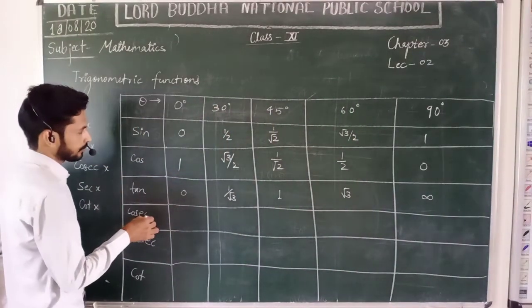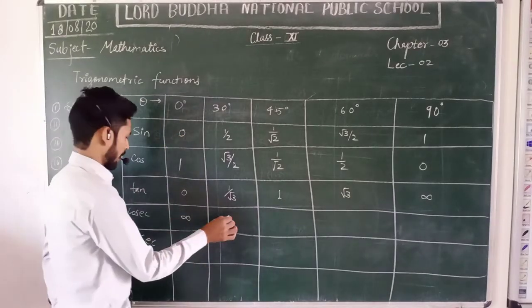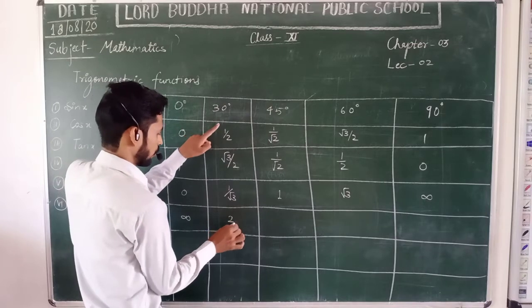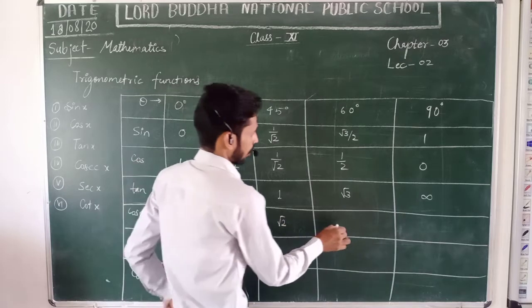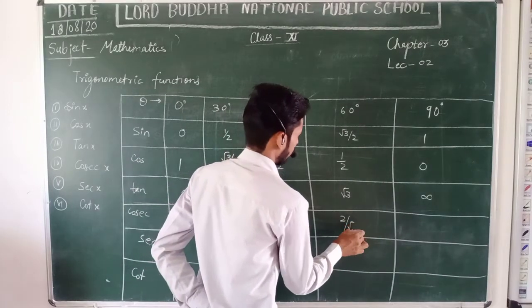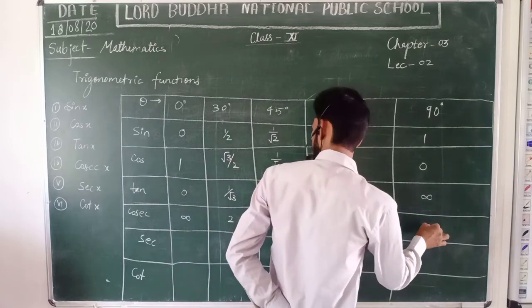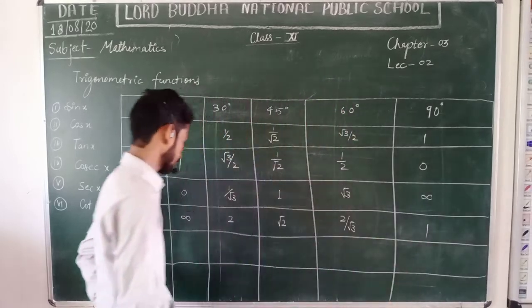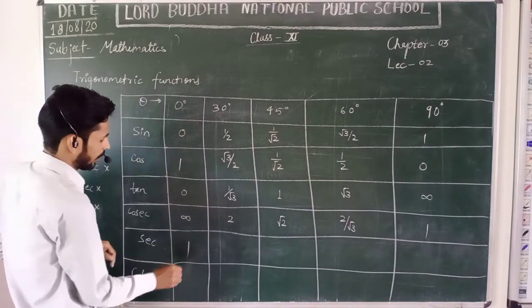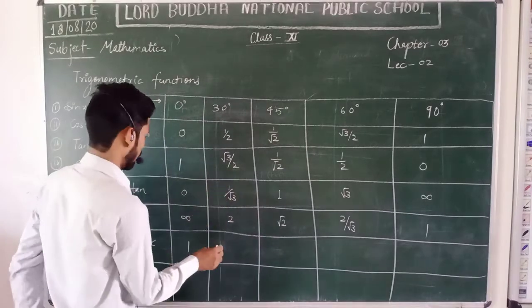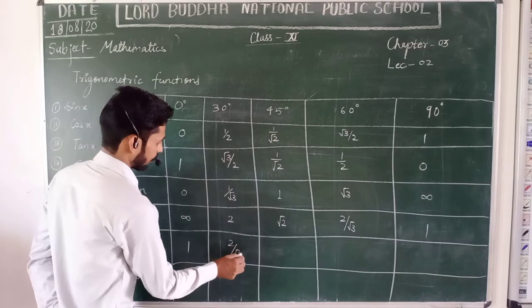And cosec, the opposite of sine, so write here infinity, and cosec 30 degree equals 2, cosec 45 degree equals under root 2, cosec 60 degree equals 2 by root 3, and cosec 90 degree equals 1. But the value of sec 0 degree equals 1, and sec 30 degree, the opposite of cos 30, is 2 by root 3.